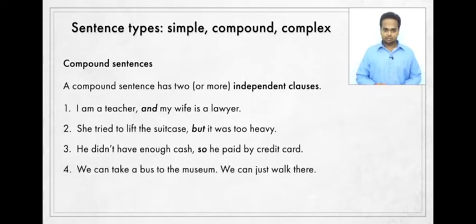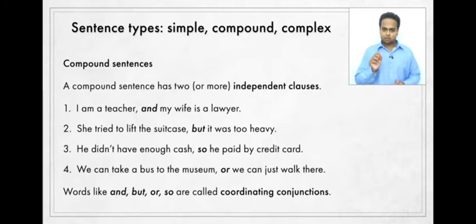One last example. We can take a bus to the museum. We can just walk there. What we see here is two options, two different ways to get to the museum. We can connect these using or. We can take a bus to the museum, or we can just walk there.